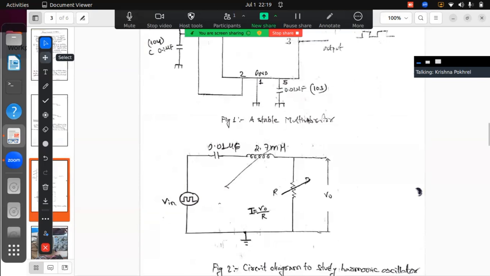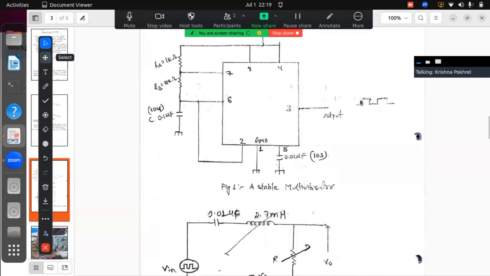Now this multivibrator is arranged. Now we can see here only a square wave, but this does not give such a damping condition. We need to generate the wave which forms a critical damping, underdamping, and overdamping condition.